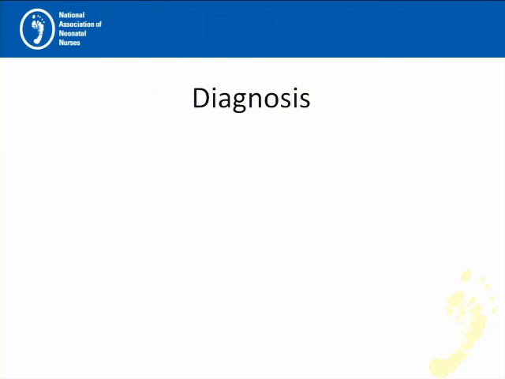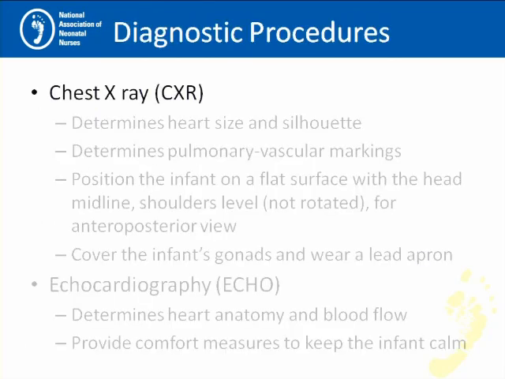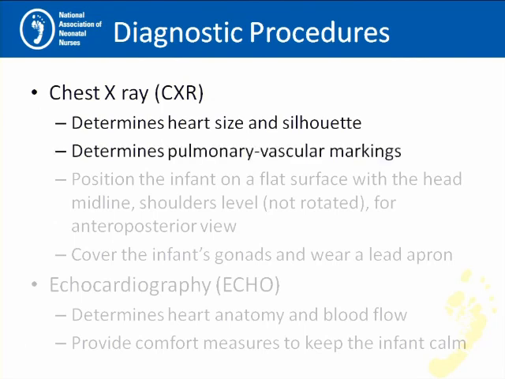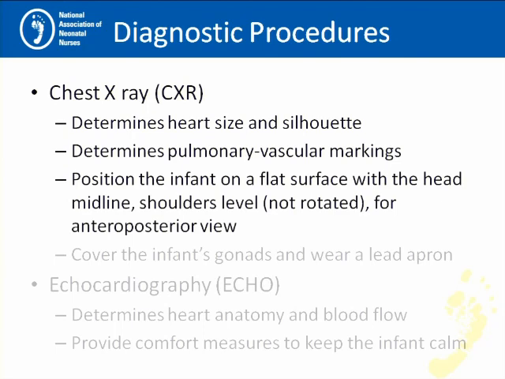Diagnosis. Chest X-ray is indicated for general assessment of heart size and silhouette, and determines pulmonary vascular markings. Position the infant on a flat surface with the head midline, shoulders level, not rotated, for anterior-posterior view, and cover the infant's gonads with a lead apron.